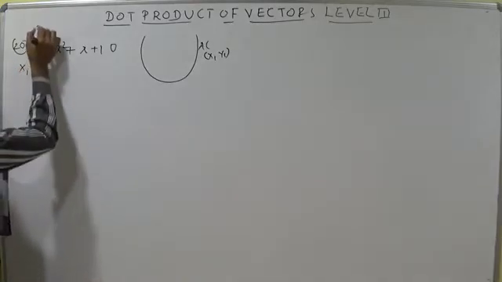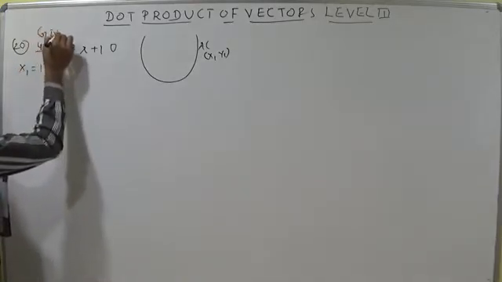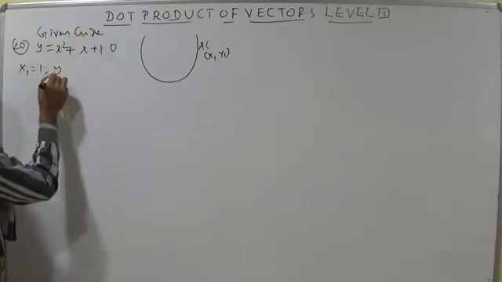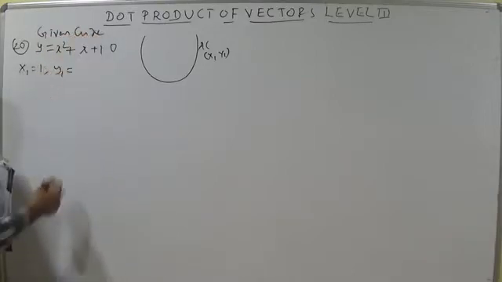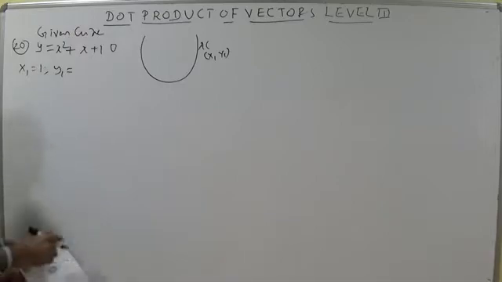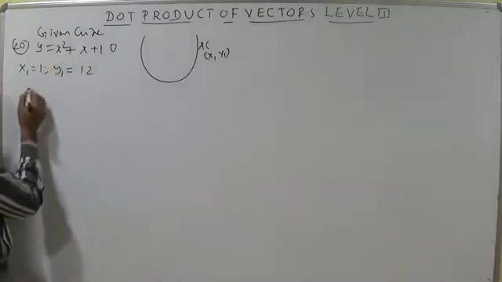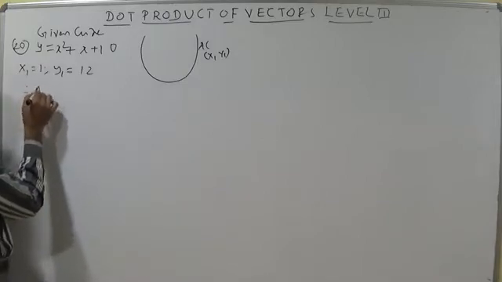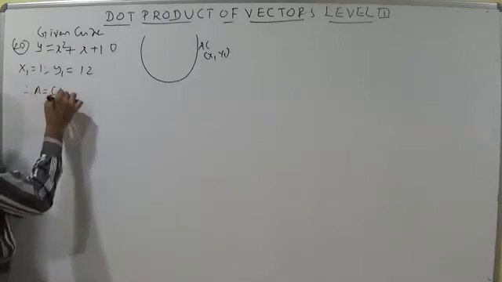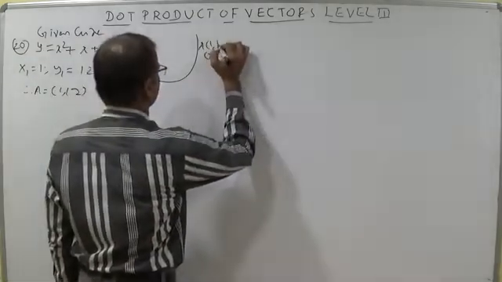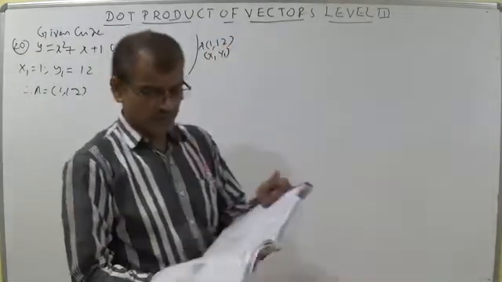So whenever x equal to 1 is given, this is the given curve and this is the given point. You can substitute x1 equal to 1 here and you will get the value of y1. So 1 plus 1 plus 10 becomes 12. So point A is equal to (1, 12).